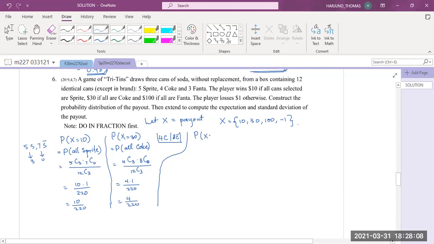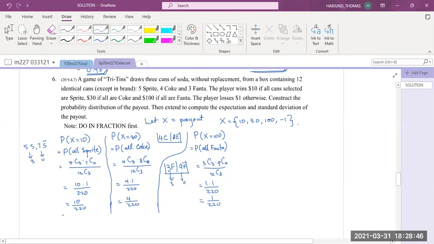Probability that the payout is 100. That's when all of them are Fanta. There are 3 Fanta and 9 not Fanta. You select 3 from here, which means nothing from here. That's 3 choose 3 times 9 choose 0 over 12 choose 3. That's 1 times 1 over 220. That's 1 over 220. Now that's the total.